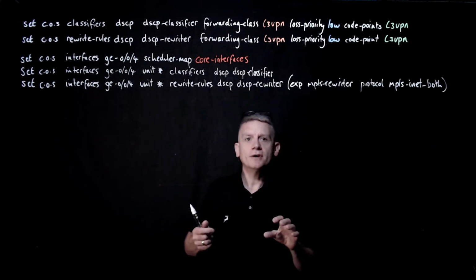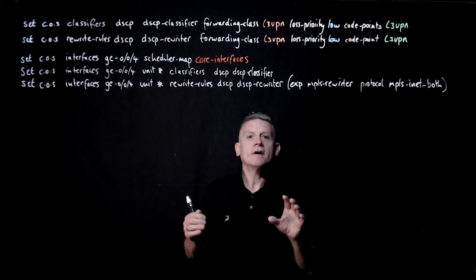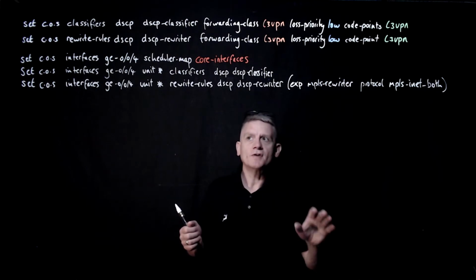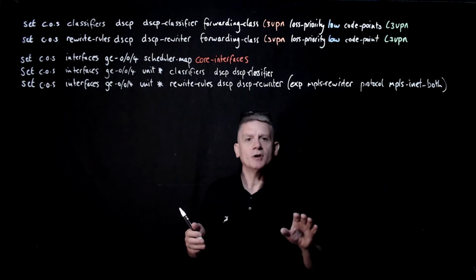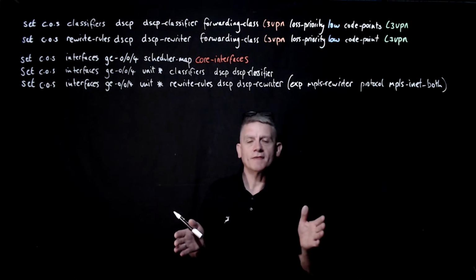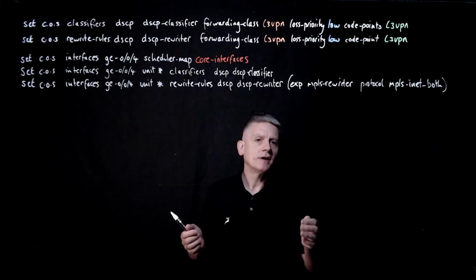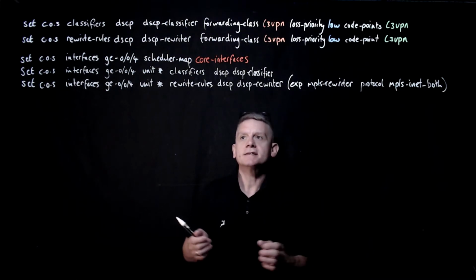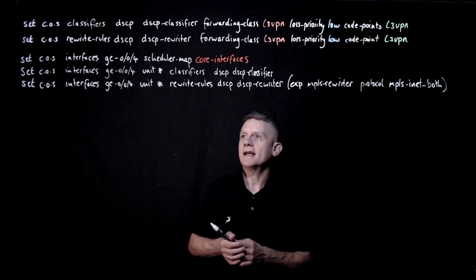Okay, so to sum up so far, we've got our classifier, we've got our rewriter, we've got our scheduling map, we've done some work with the loss priority and interpolation there. But how are we going to connect this to the interface? And we see that here.